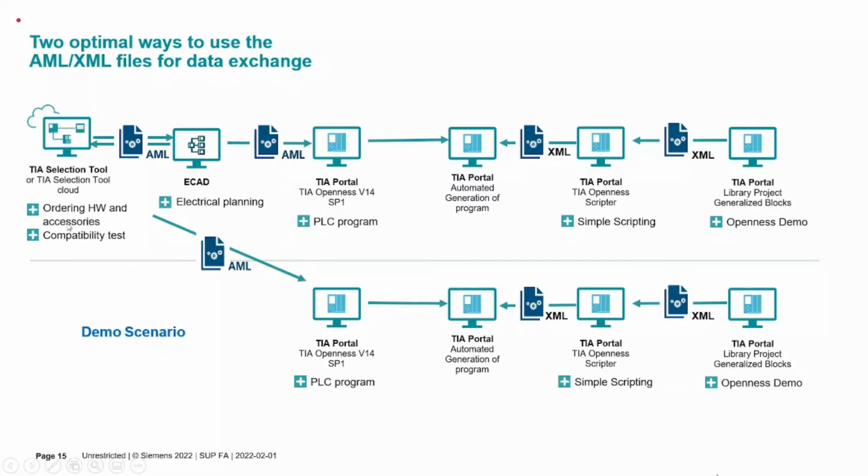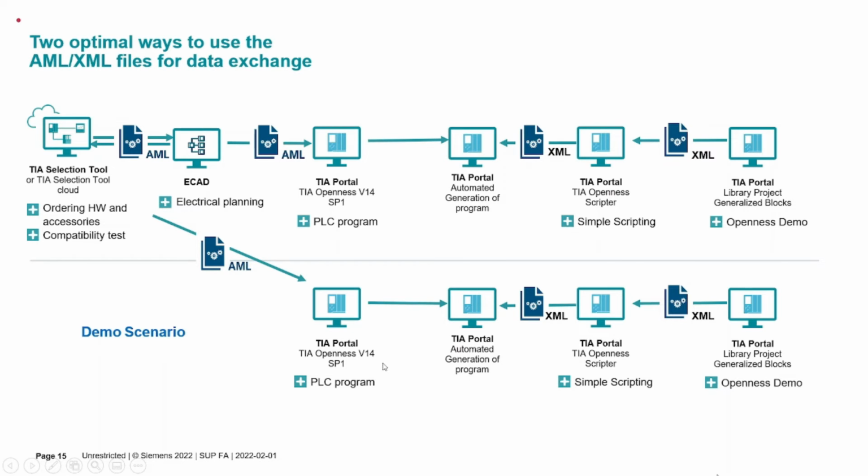One is that by using ECAD we can import this into the TIA Portal, and once we import it into the TIA Portal, whatever library blocks and already defined program blocks we have, we can import in the form of XML by using some Openness application like TIA Openness Scripter or TIA Openness demo. In the later demo, we will see how basically it works. So basically, these are the two steps: one by using the ECAD, and this is the normal procedure. We can import the hardware configuration as well as the program blocks or any PLC tags, etc.